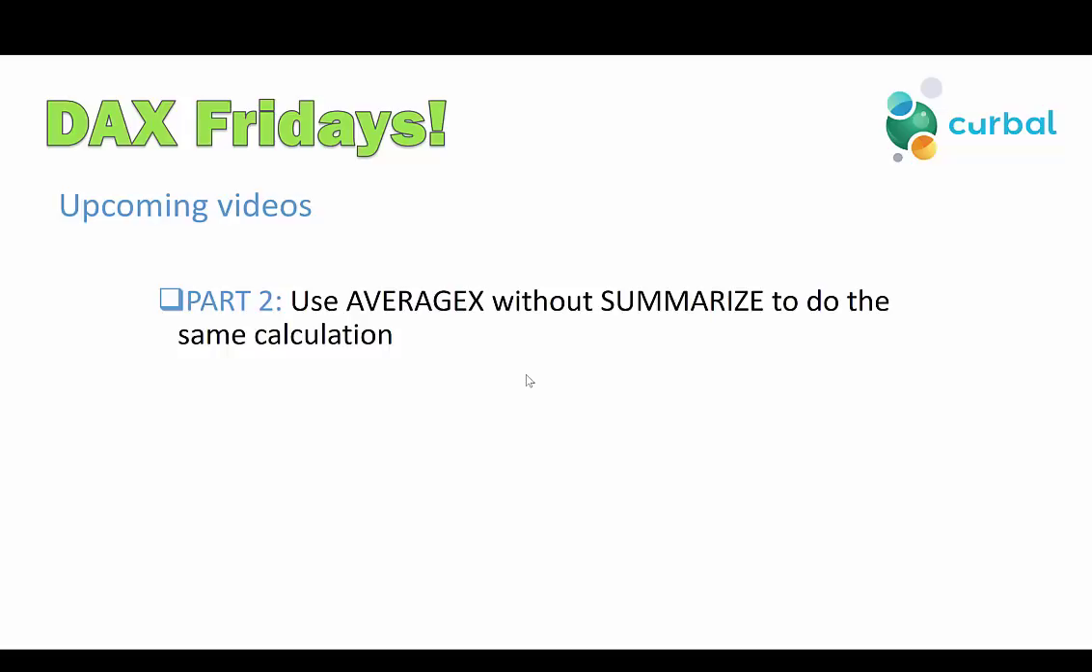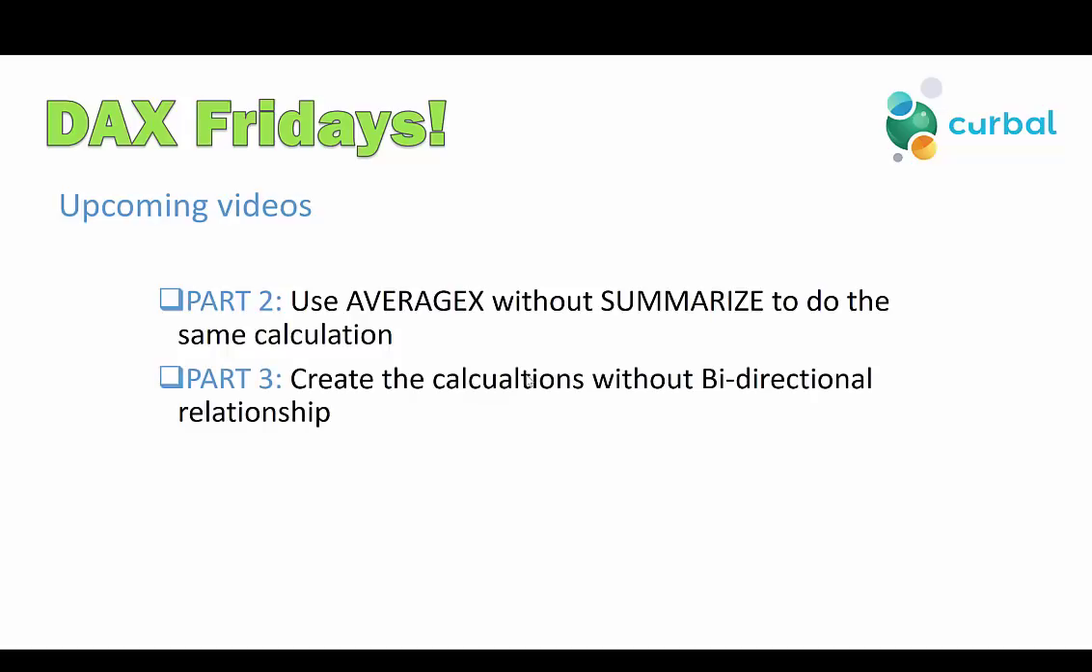We're still going to keep the bi-directional relationship, but in part 3 we're going to remove the bi-directional relationship and create the calculations without it. It's actually possible, and I will show you just one way to do it. There are other ways also, okay? Maybe by part 3 I'll show you more ways, but for now I just prepared one way. So make sure you stay tuned to part 2 and part 3.